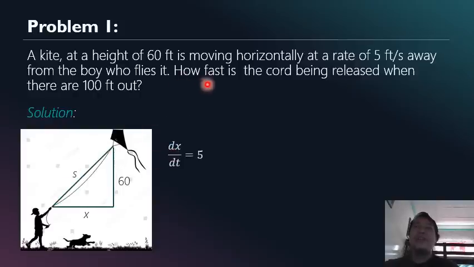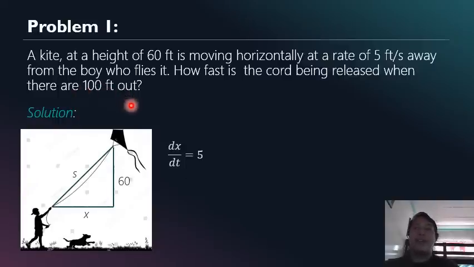Now, ano yung itinatanong ngayon? How fast is the chord being released? If the length of the chord is S, how fast is the chord being released? How do we express that mathematically? That is your ds over dt. But since we are dealing with derivatives, kinakailangan instantaneous yan. At what particular instant? Dapat sabihin yun sa problem. Yun yung condition na gagamitin natin para ma-solve ang problem. Hahanapin daw natin ang ds over dt at what particular instant when there are 100 feet out. So, this is the value of s at that particular instant.